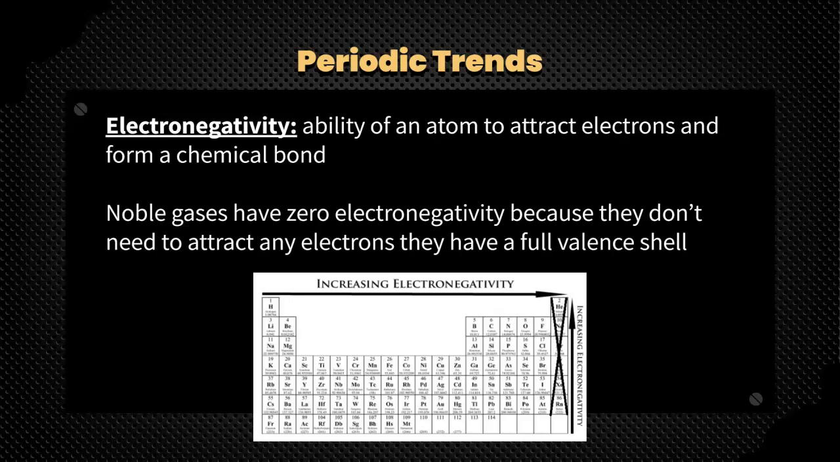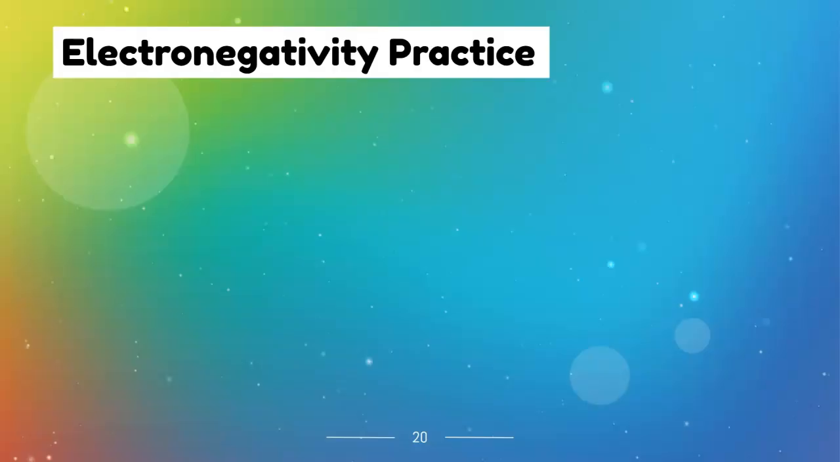That means the elements that most want to gain electrons are going to be the ones with the higher electronegativity. So a higher ability to attract those missing electrons. So again, let's do a little bit of practice. Pause the video before I show you the answer. Which of these elements do you think has a larger electronegativity?